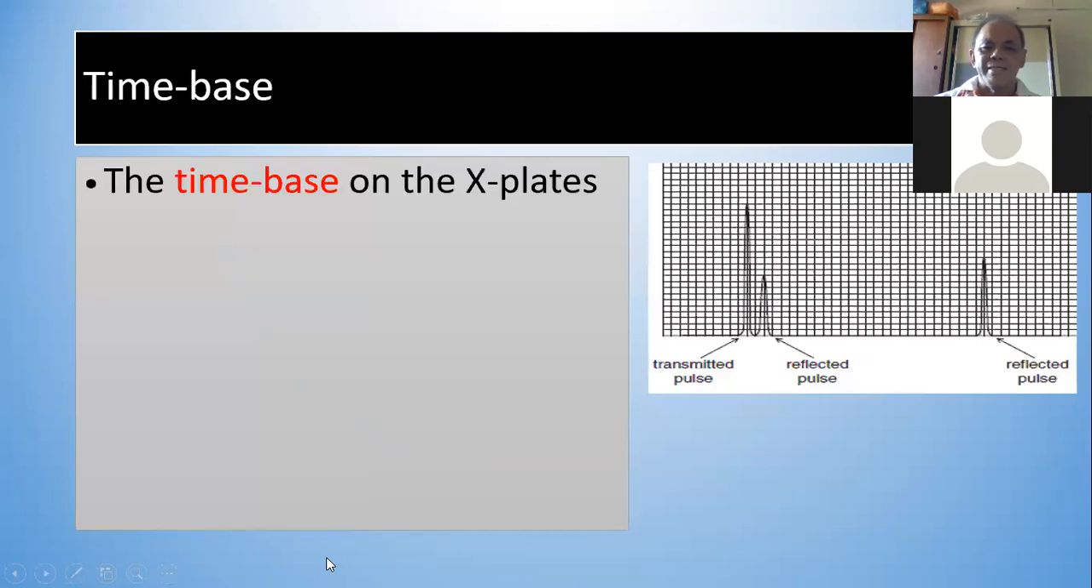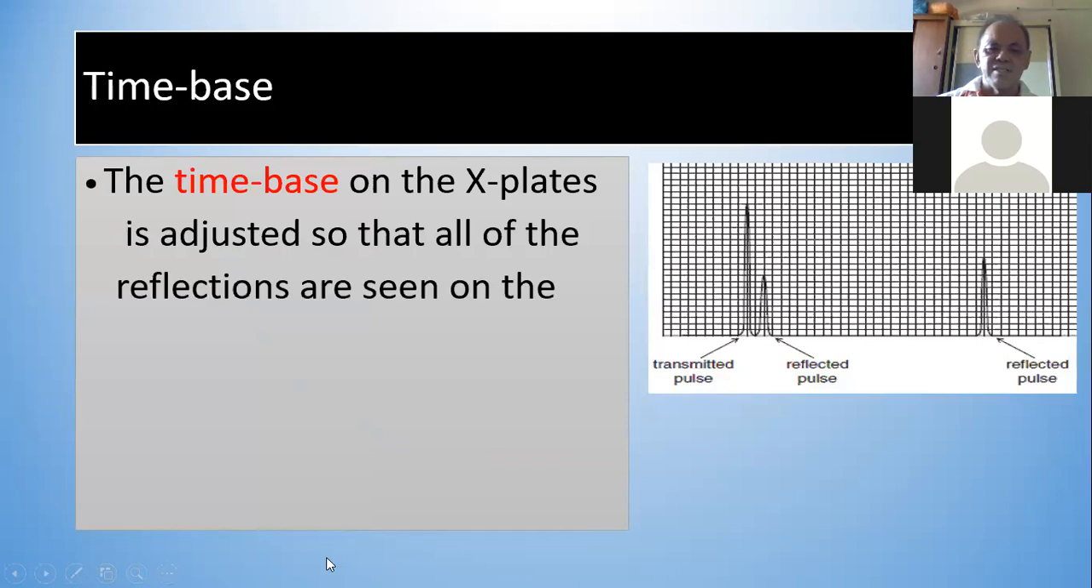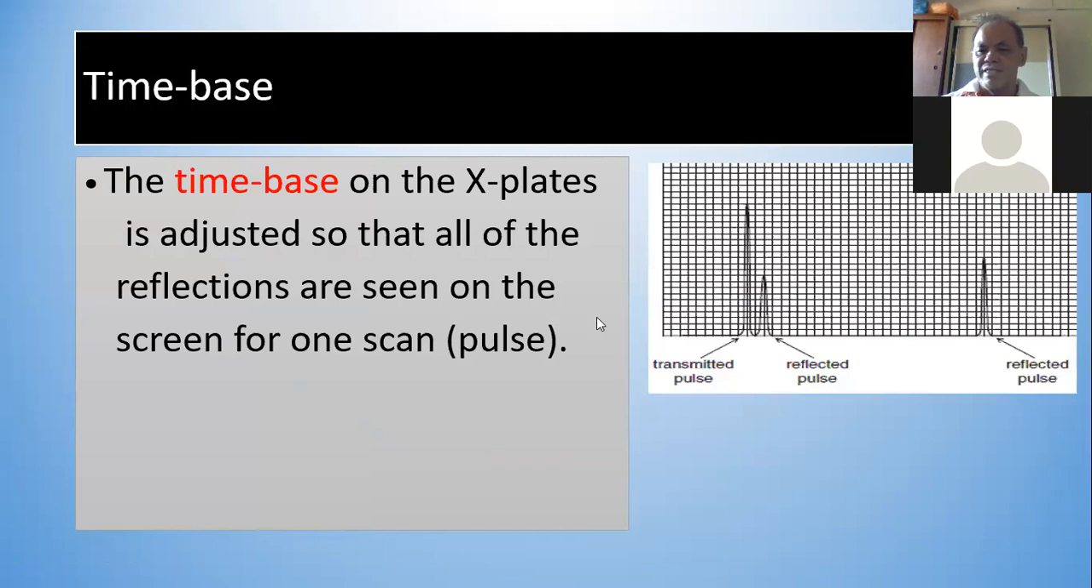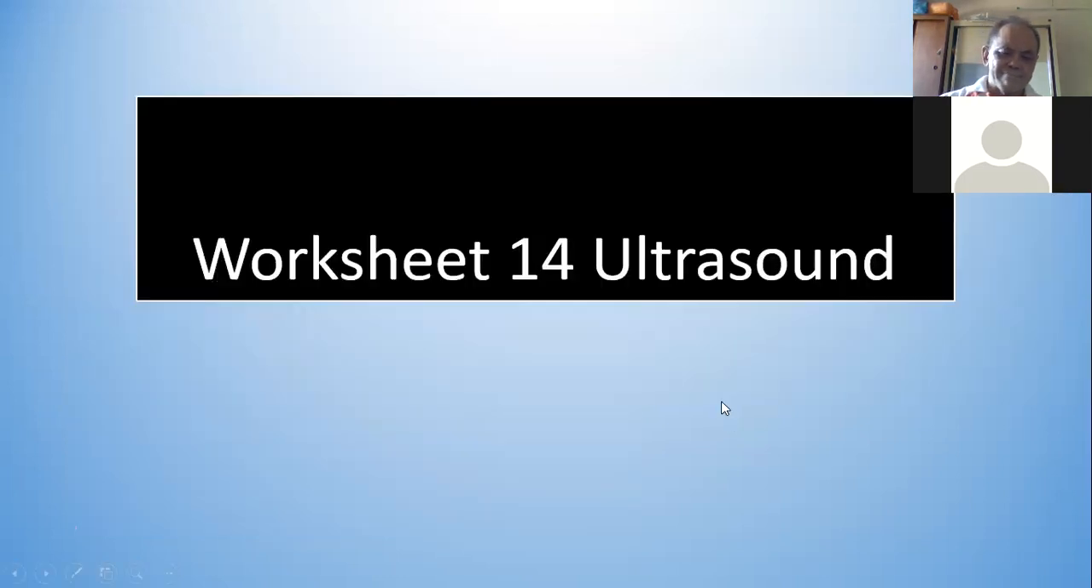Then based on the X plate, it's adjusted so that all the reflections are seen on the screen for one pulse. We don't want this one to be outside the screen. We want all of this to be in the screen, then we can analyze it. Okay, we have completed. Let's go to worksheet.